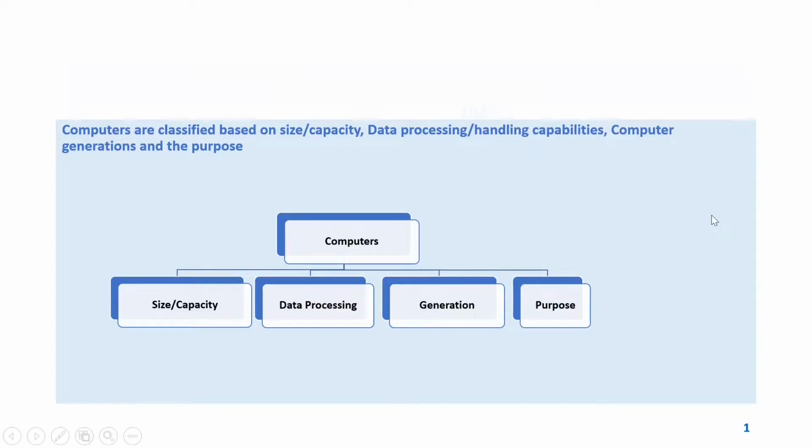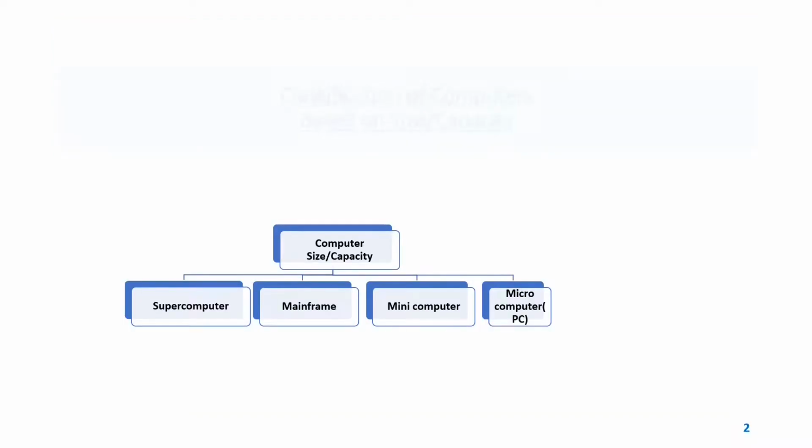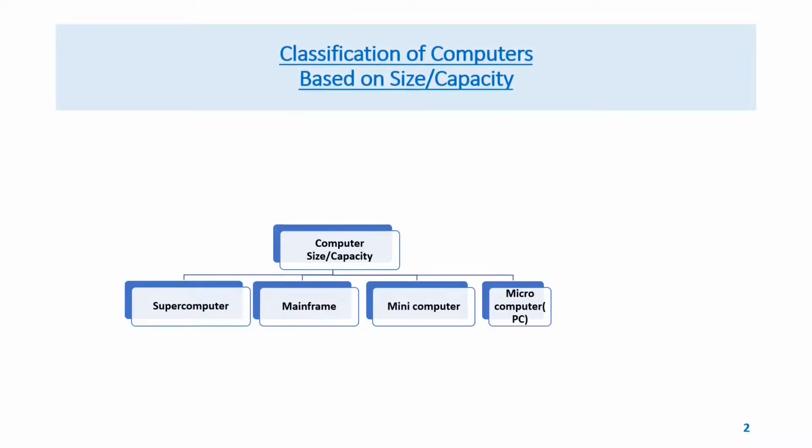Computers are classified based on size, data processing capabilities, computer generations, and purpose. Now, first we look at classification of computers based on size or capacity. Based on size or capacity, the computers are classified as supercomputers, mainframes, mini computers, and microcomputers, which are also PCs.